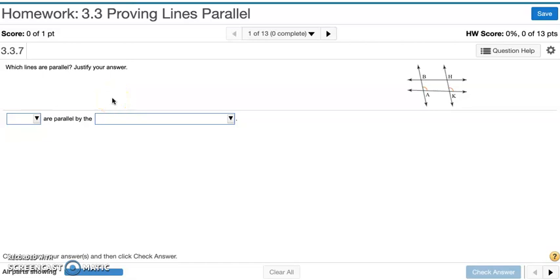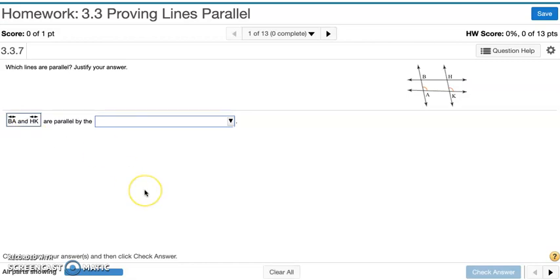Theory 3. Proving lines parallel. Which lines are parallel? Justify your answer. So we see that these two angles are congruent. That means the lines that are parallel have to be the ones that they're next to. So BA and HK would have to be parallel.